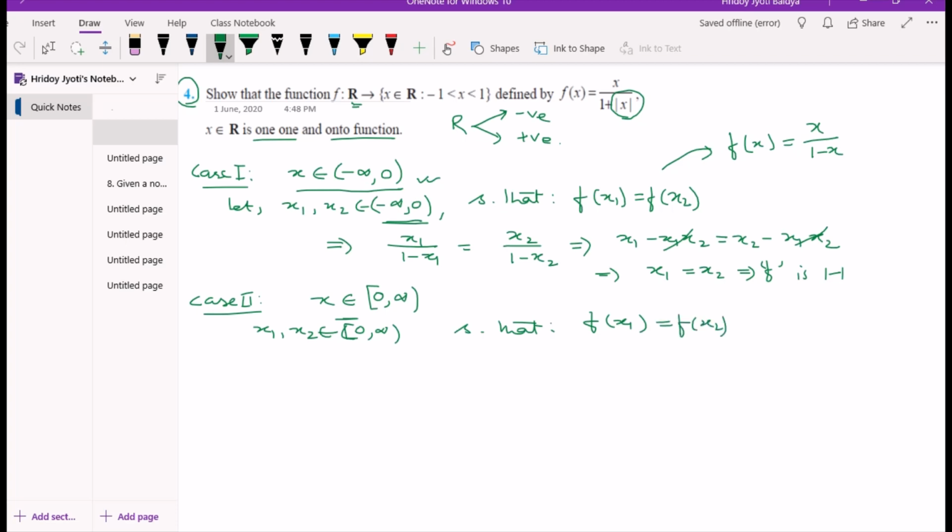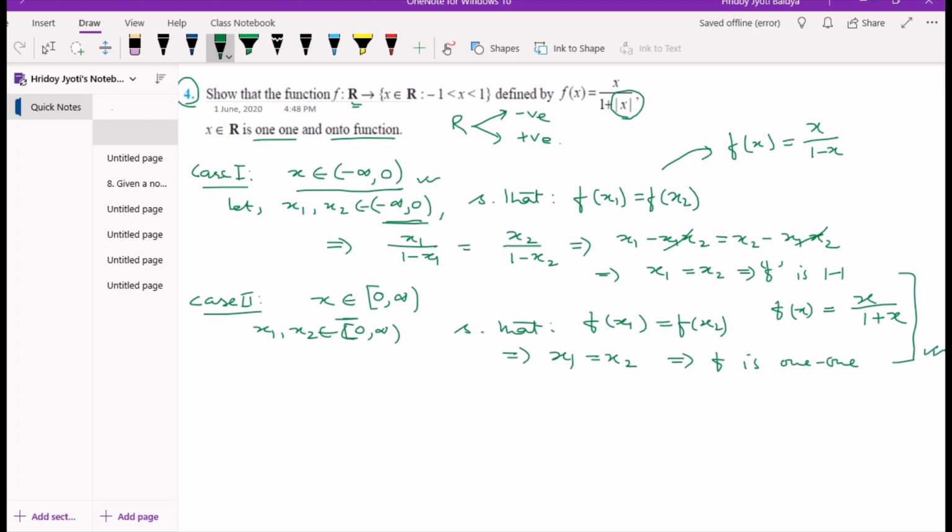But here the functional definition will now change, so f(x) in this case will become x by 1 plus x, because modulus of x for positive numbers will give us plus x, right? So clearly this also will give us x1 equal to x2. The calculation I have left for you, so ultimately it gives rise to f being 1-1. So in both the cases the function becomes 1-1, so we'll declare this function to be 1-1.